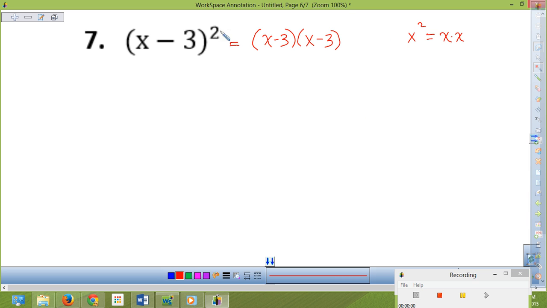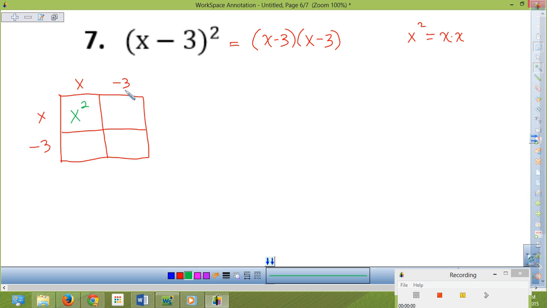Okay? So all we're doing is we have this parenthesis squared, we write it like this. Now it's just the box method or the distributive method like you had in the previous two questions. Okay? So you write down x and minus 3, you have x and minus 3, and notice how the length and the width are the same, like all squares have, all sides are the same. So you do x times x, you get x squared, x times negative 3, which is negative 3x, and negative 3 times x, which is negative 3x, and then negative 3 times negative 3 is positive 9.